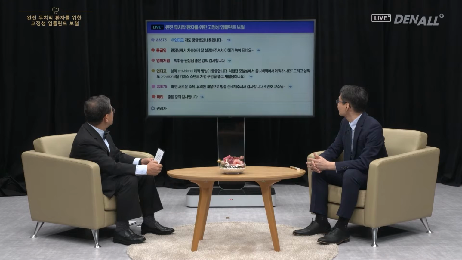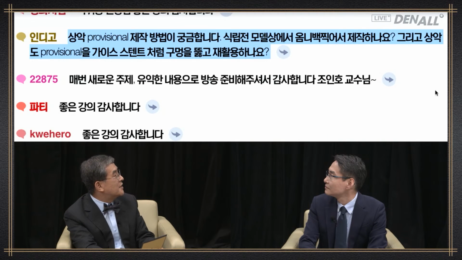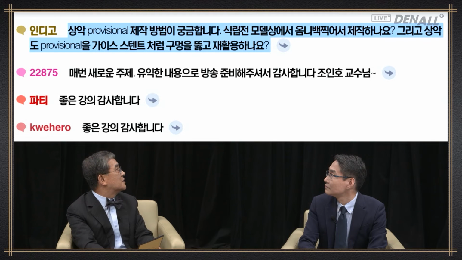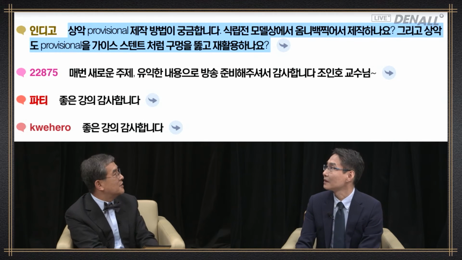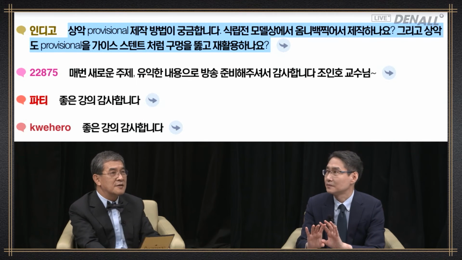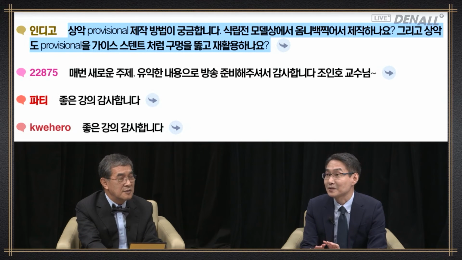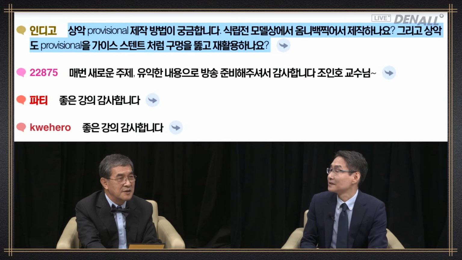Next, Indigo. I want to know how to fabricate upper provisional. Do you take OmniBack before placement on the model? For the upper, do you make holes and use the provisional as guide stent? The provisional that I've shown you earlier, I used CAD-CAM method. I milled a PMMA and made one piece.